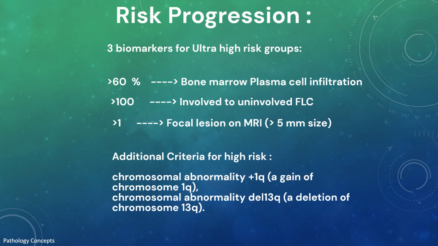In 2018, Blood Cancer Journal published a statistical analysis of variables among patients with smoldering multiple myeloma at Mayo Clinic in Rochester, Minnesota. Further refinements to the 2020 criteria were made with the addition of the following 2 high risk factors. First is chromosomal abnormality plus 1q, a gain of chromosome 1q. And second is chromosomal abnormality deletion of 13q. If one or both of these abnormalities are found in FISH testing of myeloma cells, the risk of disease progression is increased.